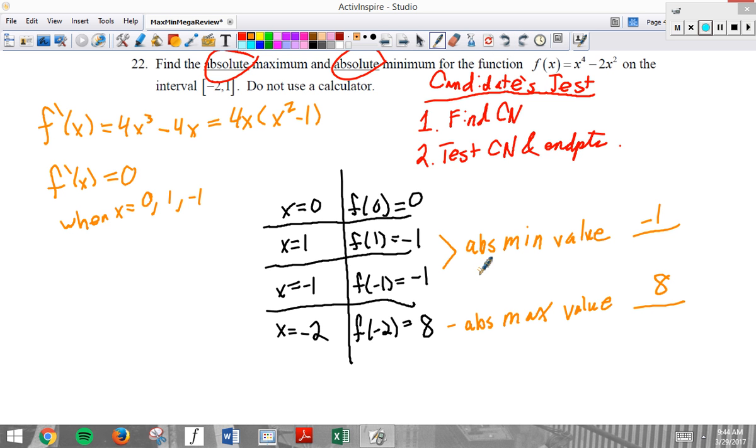Okay, just trying to make it more clear. If they ask for the absolute minimum point, and they gave me an answer blank, I would say, oh, it's (1, -1) and (-1, -1). Pay attention to what the question's asking. Usually it's this one, but the absolute minimum value is the y value. The absolute maximum point, similarly, is (-2, 8). Easy peasy.